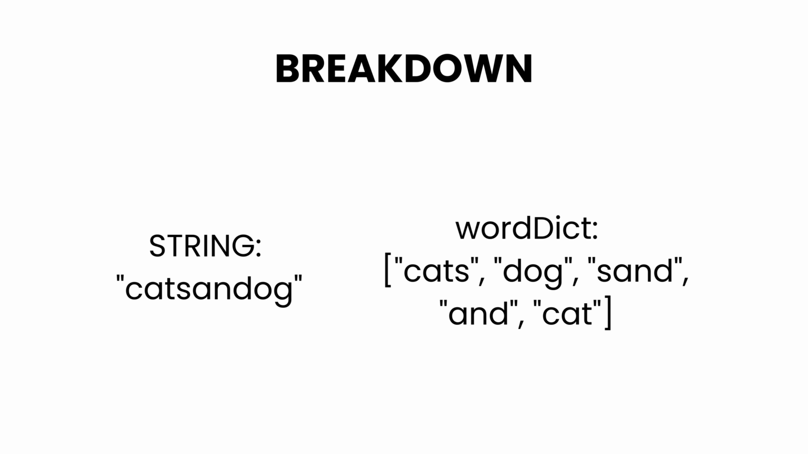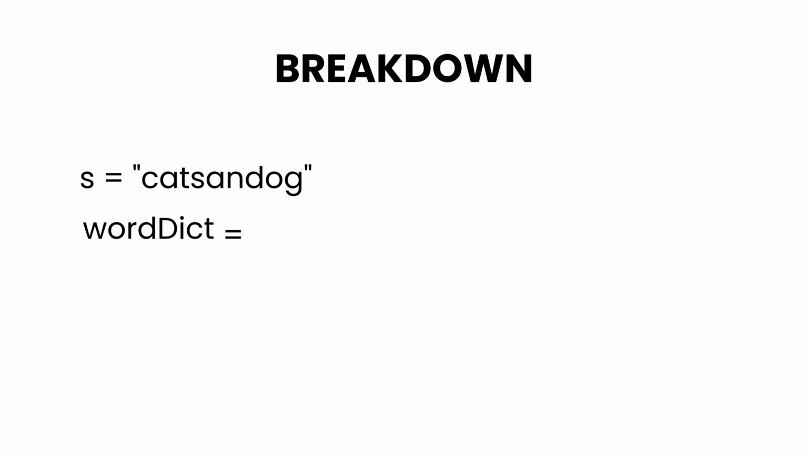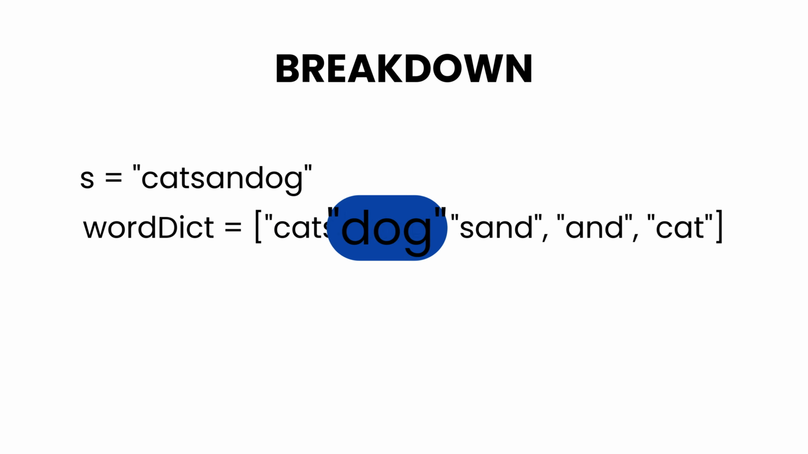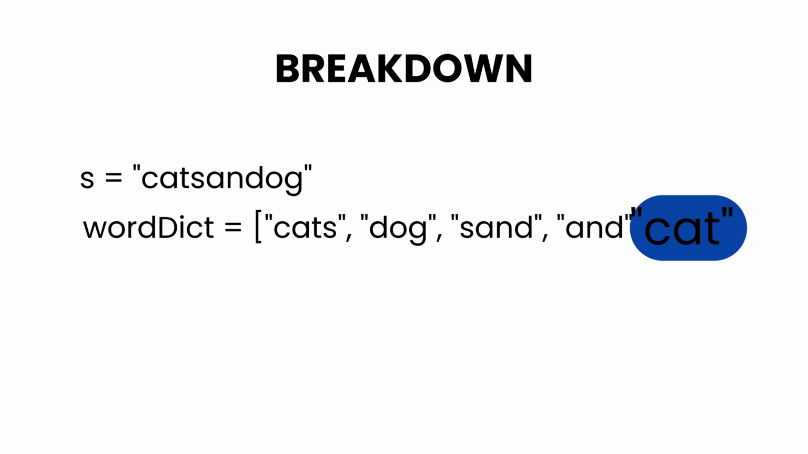Let's break down the word break problem. We're given a string S and a list of words, wordDict. The challenge is, can we split S into a sequence of dictionary words? For example, if S equals "catsanddog" and wordDict equals ["cats", "dog", "sand", "and", "cat"], can we build S using just these words, without reordering or skipping letters? We want a Boolean answer, yes or no.